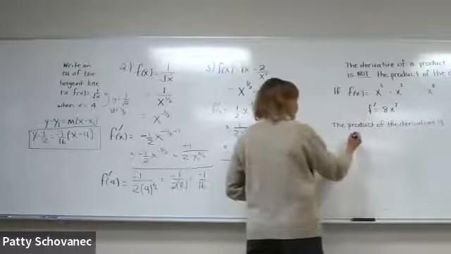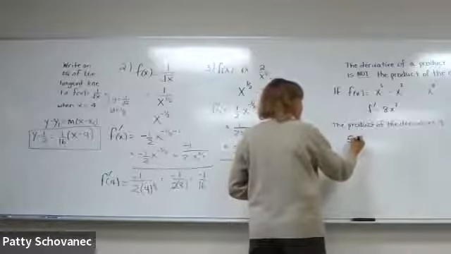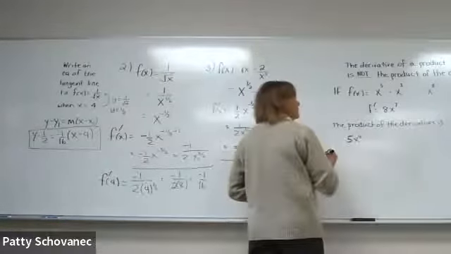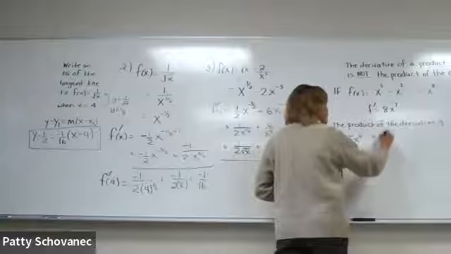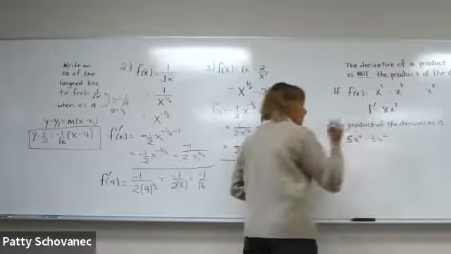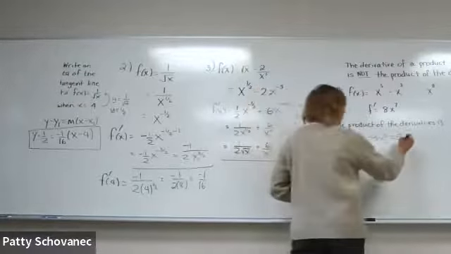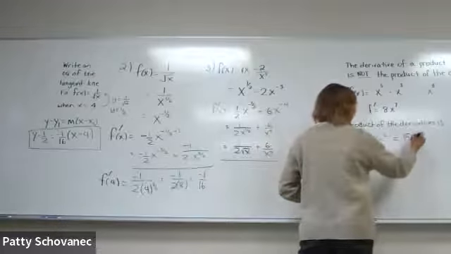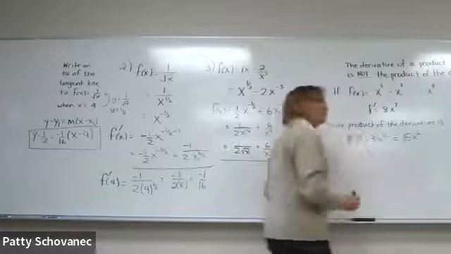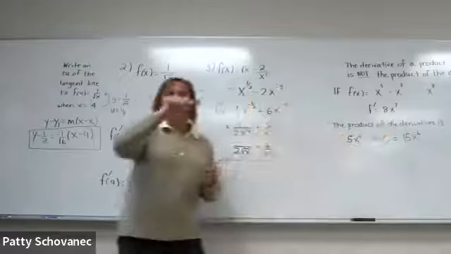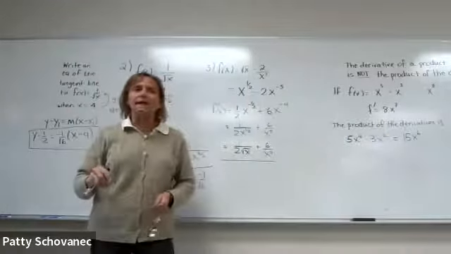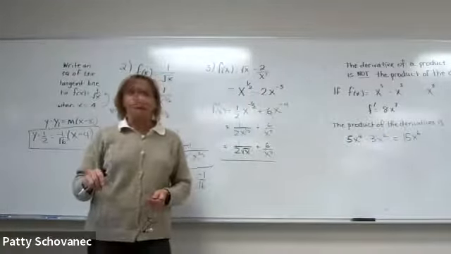The derivative of x to the 5th is 5x to the 4th. The derivative of x to the 3rd power is 3x squared. If you multiply those together, you don't have a chance in Hades of getting 8x to the 7th. You get 15x to the 6th. So you can't take the derivative of each factor and then put them back together. We have a product rule for that.